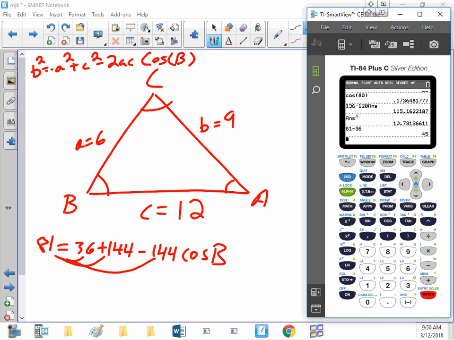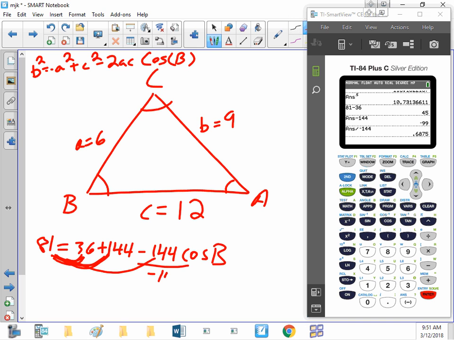Right. Yep. So, well, I subtract 36, and then I subtract 144. So subtract 144. And now what do I do with the negative 144? Divide. So divide by negative 144. So that one is a division. That's a good eye. So I subtract 36, I subtract 144, and then I divide by negative 144. Okay? Which has to happen.